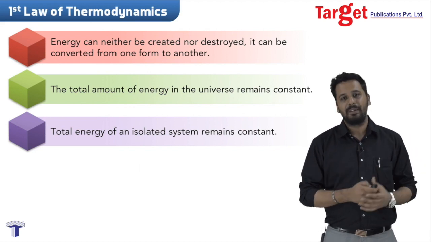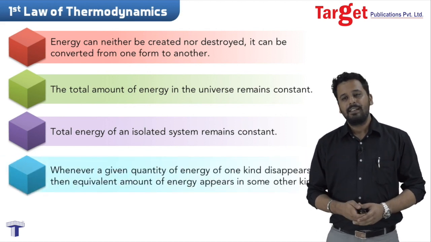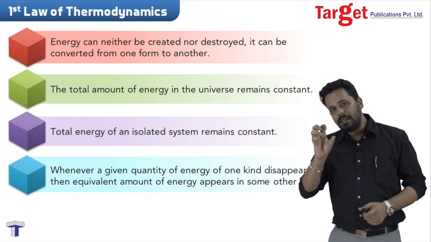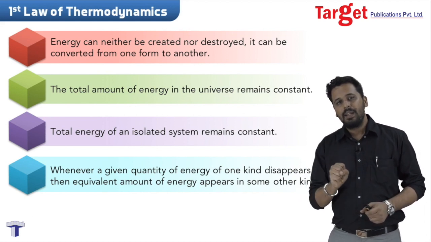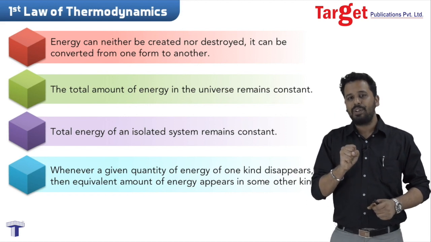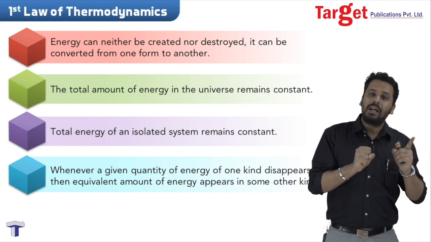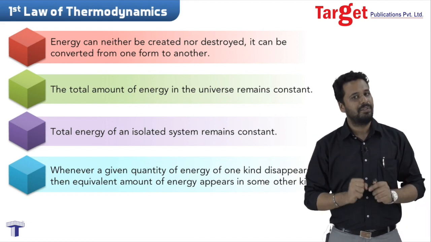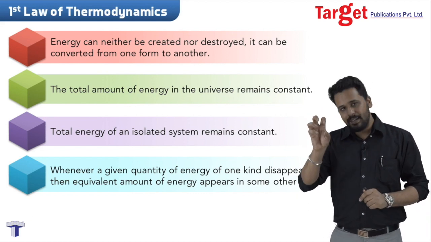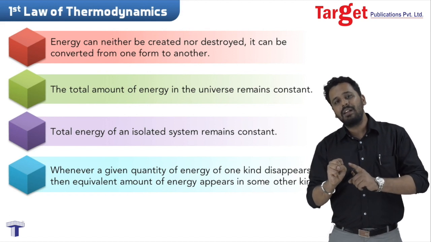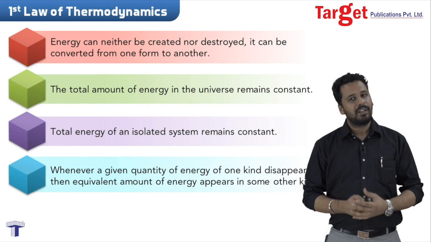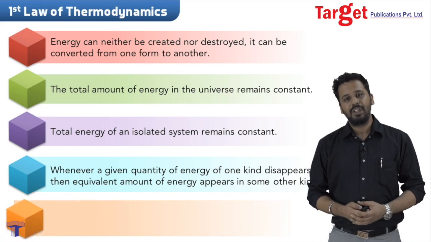energy can be destroyed. We can also say that whenever a given quantity of energy of one kind disappears, then an equivalent amount of energy of some other kind will appear. That means energy will be converted from one form to the other. When one form disappears, an equivalent amount of another form appears. That is another statement of the first law of thermodynamics.